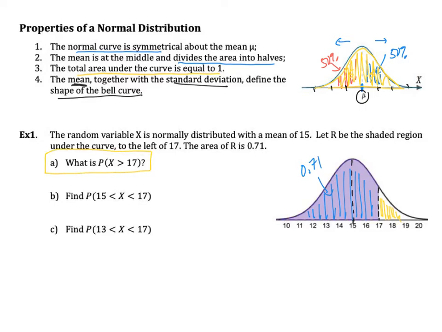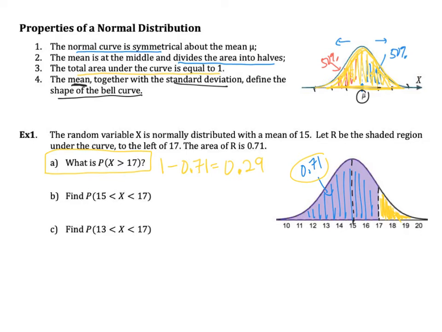What is the probability that x is greater than 17? If the probability that x is less than 17 is 0.71, and you know the area under the curve is equal to 1, what percentage of the data will be above 17? Hopefully you're saying 1 minus 0.71. So 29% of the data, or 0.29, is the probability. There'd be a 29% chance that the value would be greater than 17.